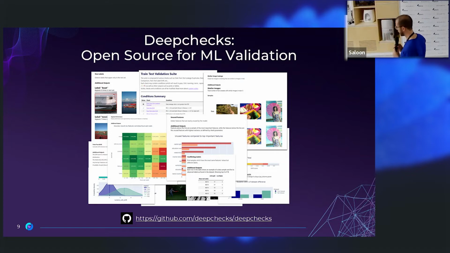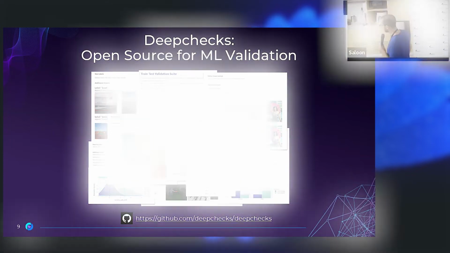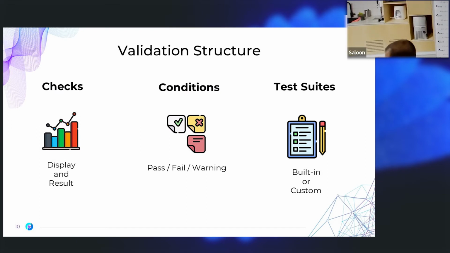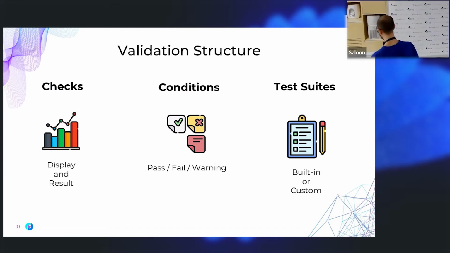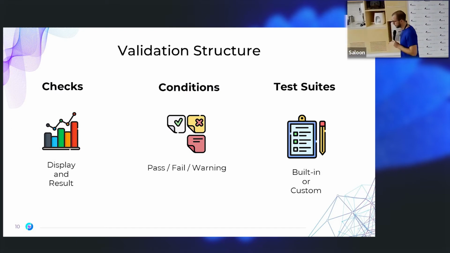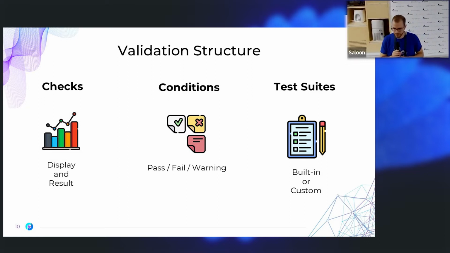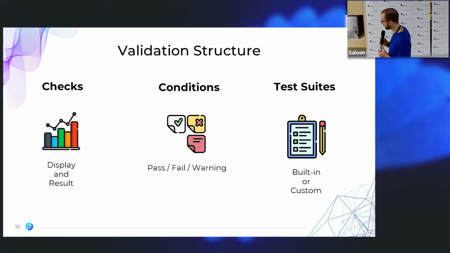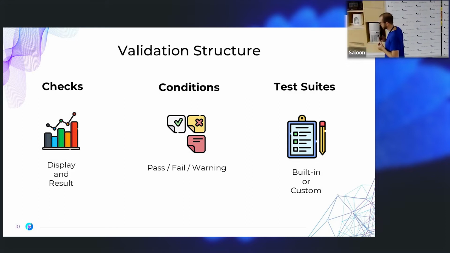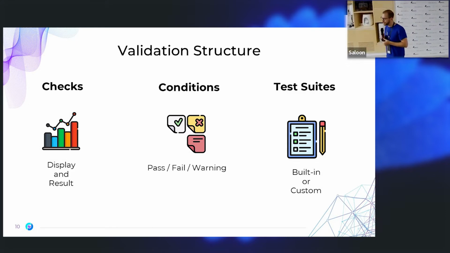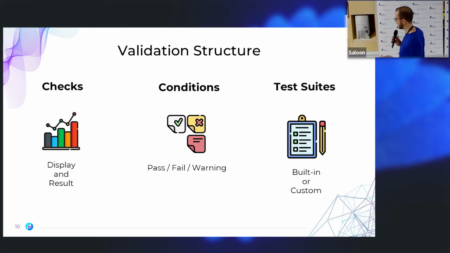Just a couple of words about how Deepchecks is built. Deepchecks is built from 3 components. Main one is checks. Checks are what we call tests. They run some logic on your data or on your model. They produce some result, the result of the computation, and they produce a display that you can watch to try to understand what went wrong, what did the check find, what should you do about it.